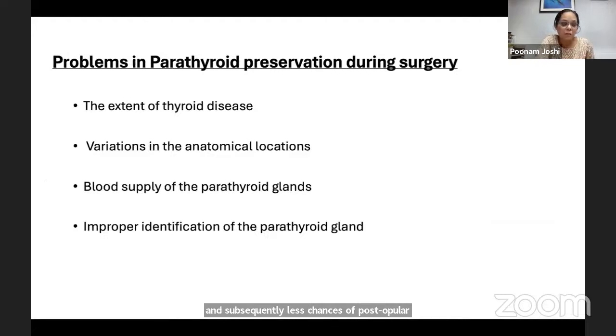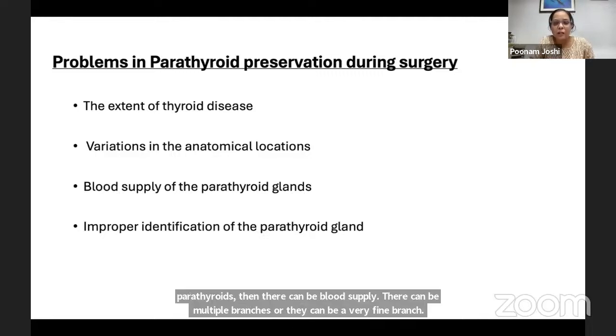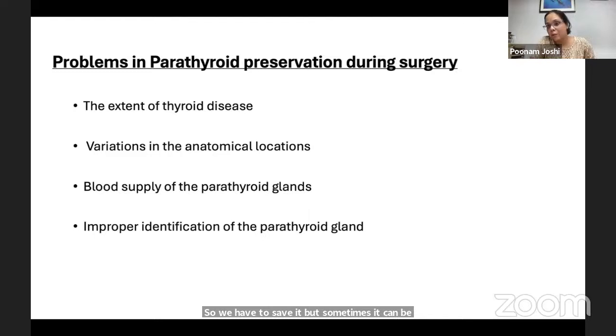There can be several problems in parathyroid preservation during surgery. Like I said, it may be a huge disease. Sometimes it may even be infiltrating the parathyroid glands. It is so distorted that you can't see the real anatomy of the thyroid gland along with the parathyroids. Then there are variations, mainly with the inferior parathyroids. There can be multiple blood supply branches, or a very fine branch, so we have to save it, but sometimes it can be technically challenging.